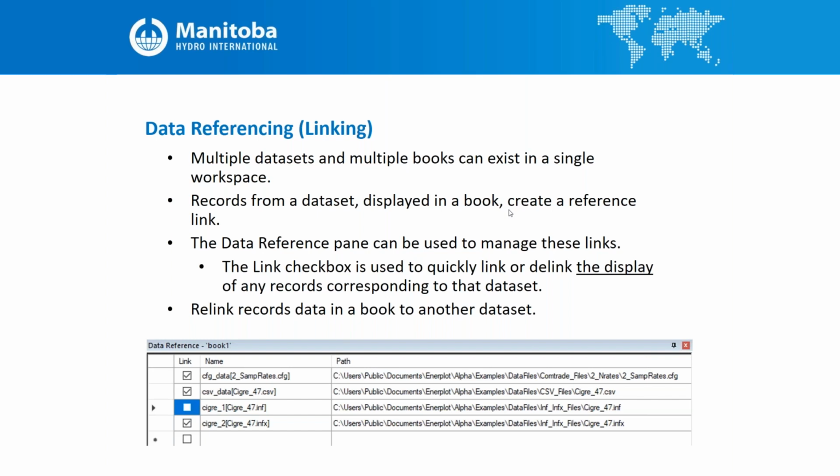That's useful if you have multiple data sets that have the same structure but different data in each of them, and you're displaying them all in a single book. You can turn off the display of specific data sets so it doesn't clutter the environment, and you can compare one data set with another one and that sort of thing. Also, record data in a book can be relinked to another data set quick and easy, and I'll show you that as well.